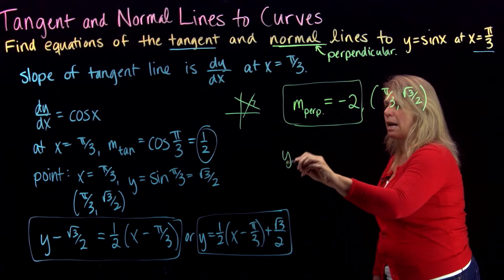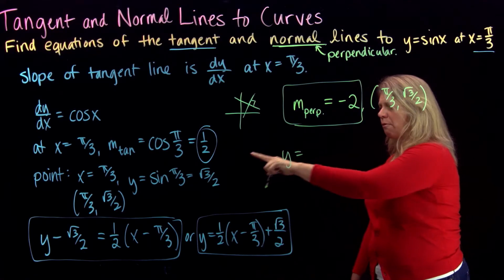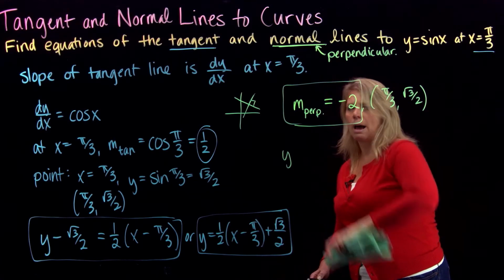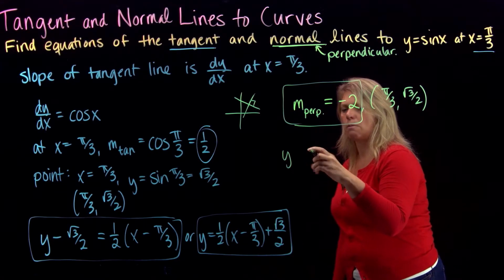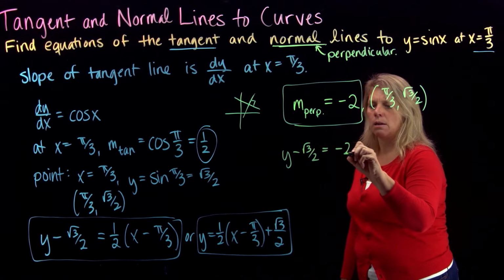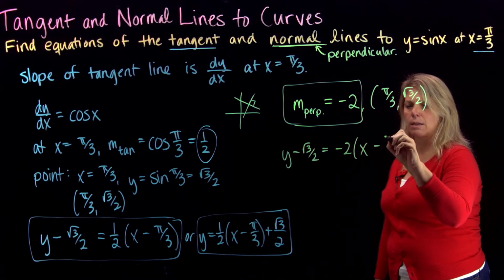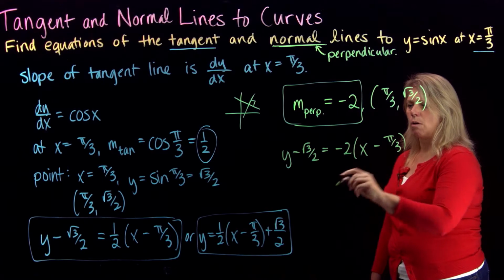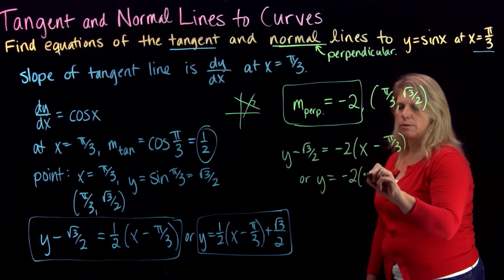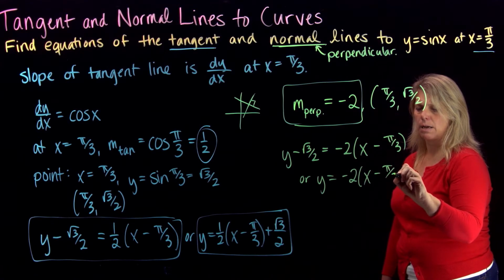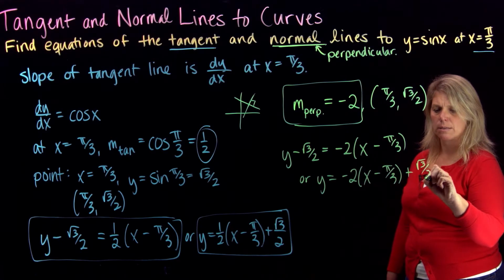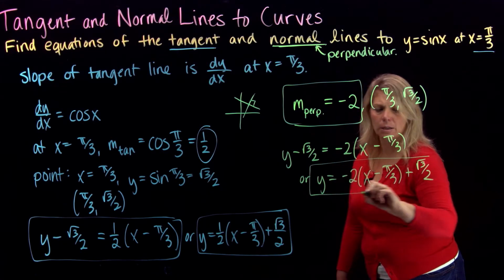So I'm going to write that again here. Same formula. I guess we'll start with the point slope form. So we'll have y minus y1 equals m times x minus x1. Or if we solve that for y, equals negative 2 times the quantity x minus pi over 3. And then I'll add the square root of 3 over 2 term to both sides. So I'll have that at the end. So there's our perpendicular line.